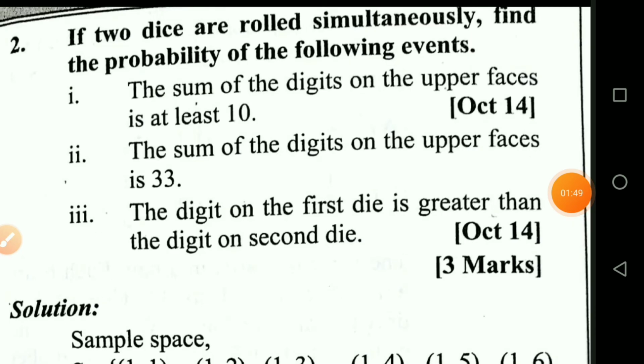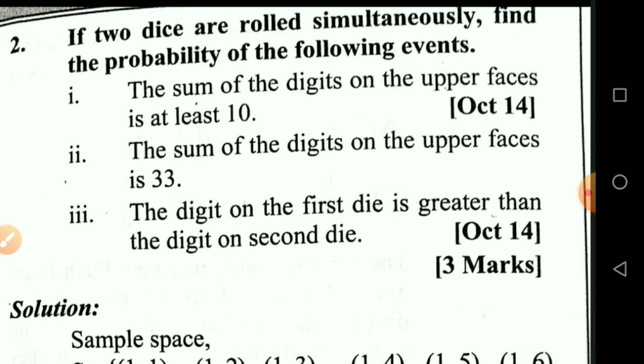And at last write down the probability of both the events. P of A is equal to 3 upon 4, P of B is equal to 1 upon 4. If two dice are rolled simultaneously, find the probability of the following events. First event, the sum of the digits on the upper faces is at least 10. Second event, the sum of the digits on the upper faces is 33. Third event, the digit on the first die is greater than the digit on the second die.